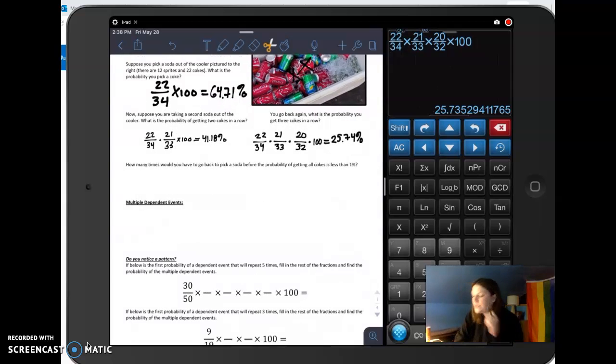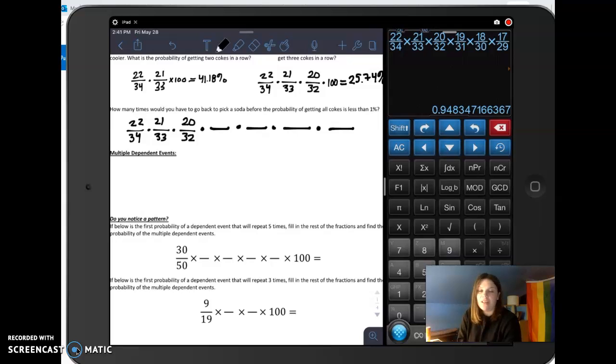Okay, so now this is the same question as we had last week, but with flipping coins. How many Cokes would you have to try to pull out of the cooler before you get to 1% chance that you get a Coke? So I want you guys to maybe go back to your 7.2 assignment, take a look at it, and come back when you've thought about how many times would you have to go back before the probability was under 1%.